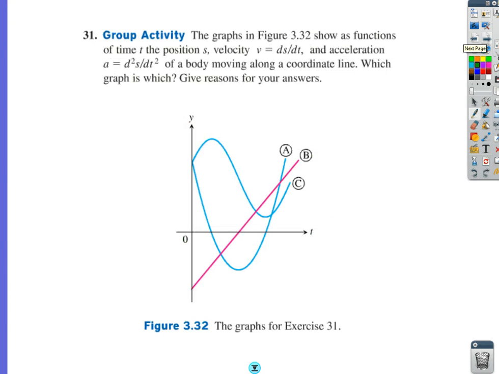Last but not least, one for you. I want you to figure this one out. I'll give you time to read it, take a look at it. I want you to figure it out and answer the questions.